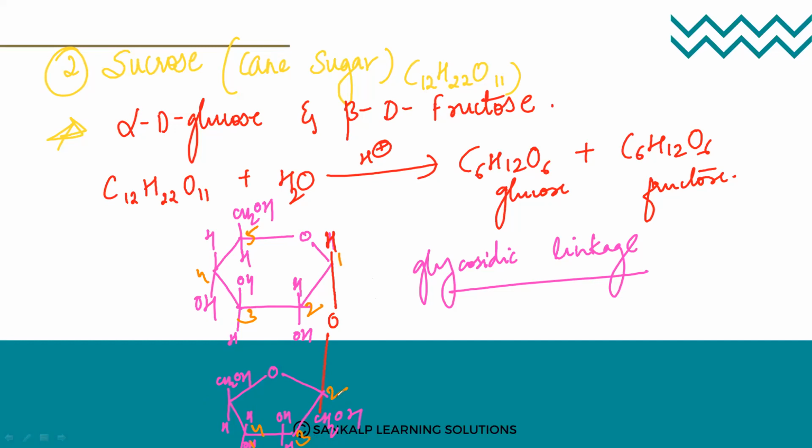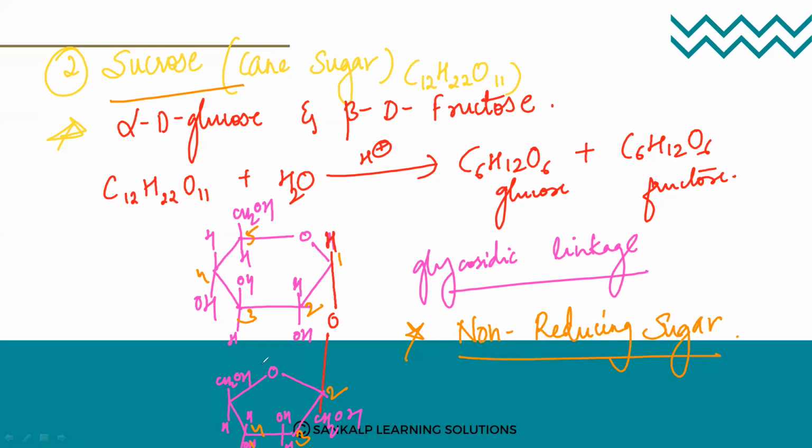Okay, so here you can see that the glycosidic linkage when you are forming the sucrose structure is between the C1 of the alpha glucose and C2 of the beta fructose. So both the aldehydic and ketonic groups are not free. Thus, it is an example of a non-reducing sugar, as there is no free aldehydic group.